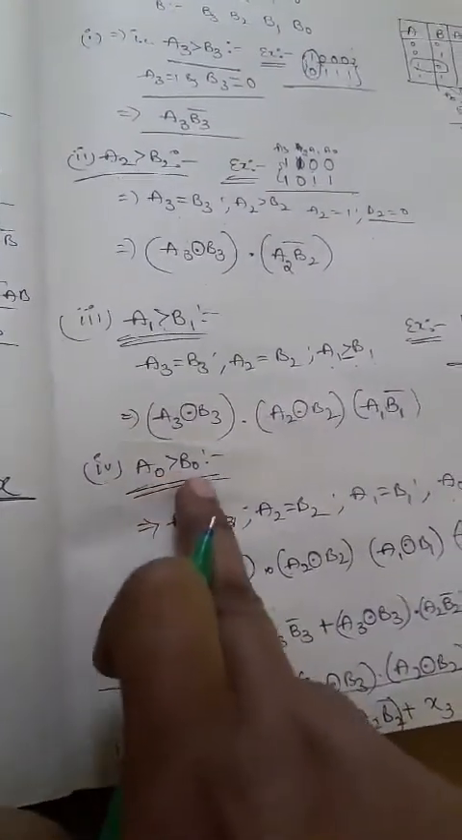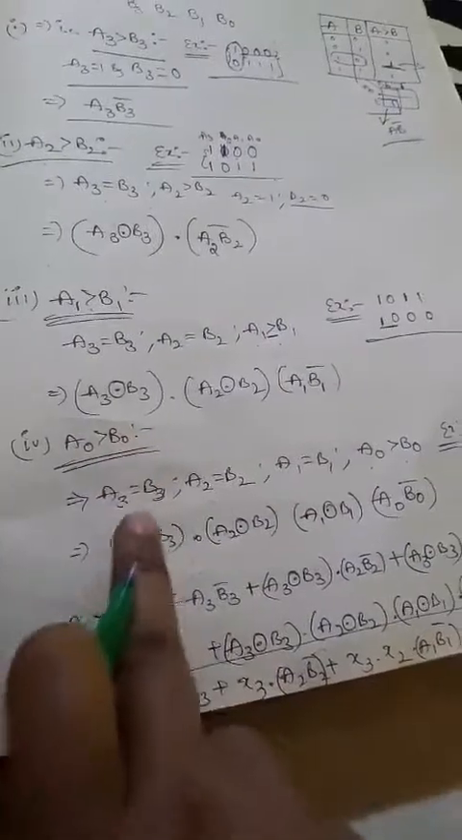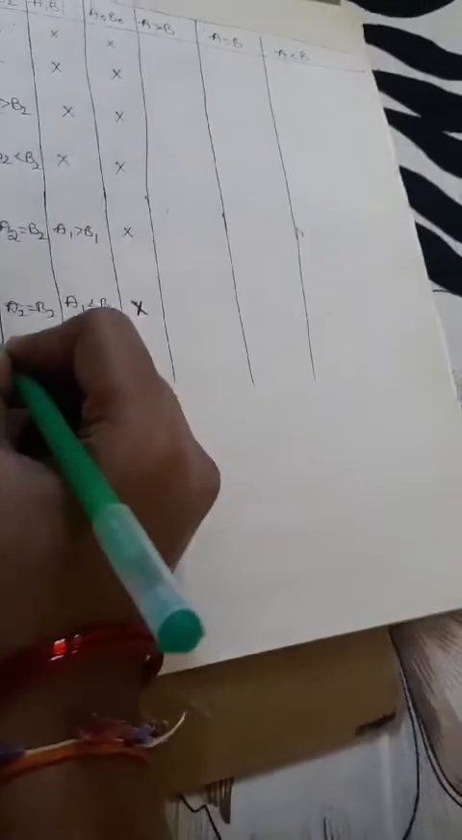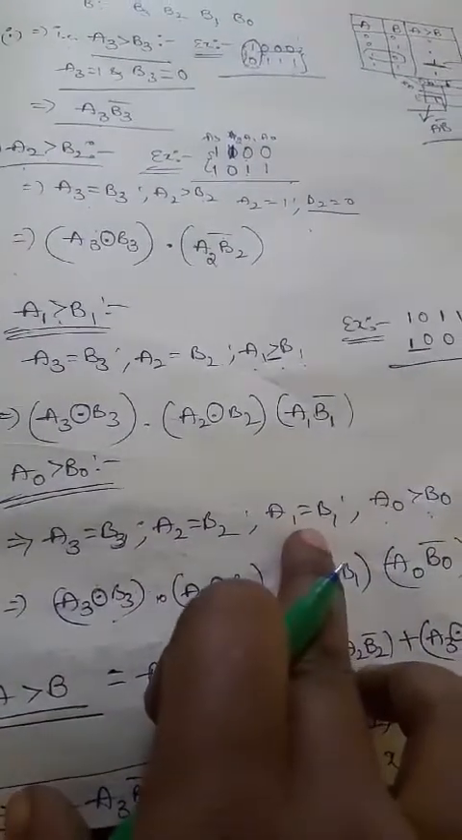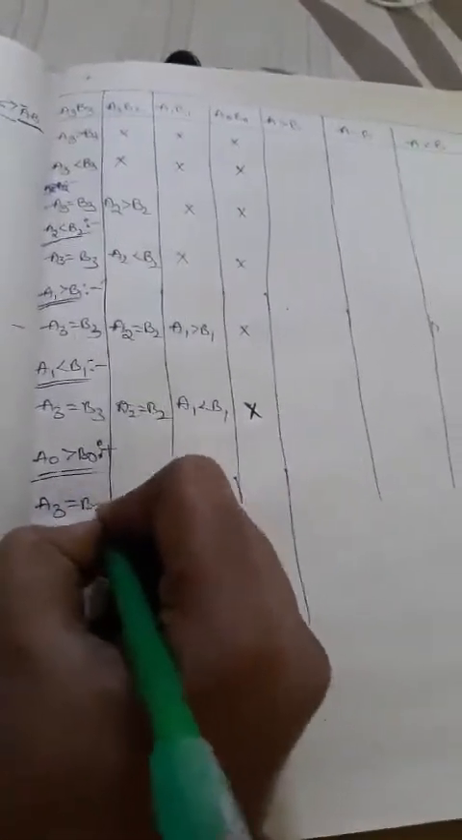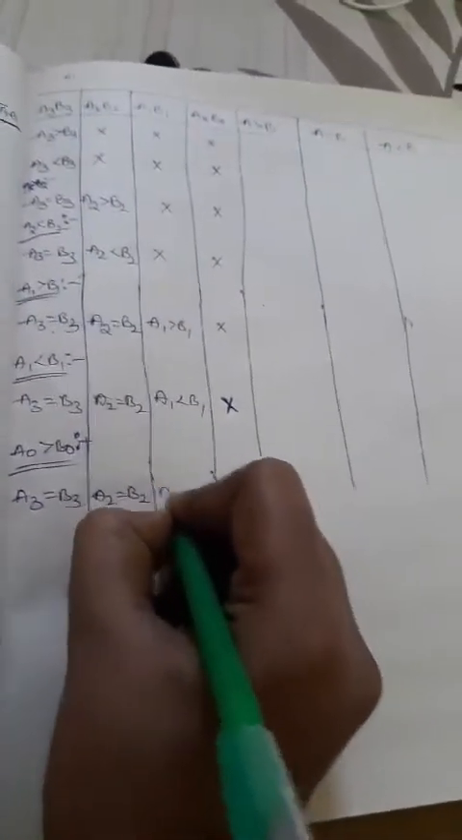Now coming to the last case for greater than. The fourth case is A0 greater than B0. We need to follow these conditions for this. A naught greater than B naught means which rule do we need to follow? The fourth bit will be equal, the second will be equal, the first will be equal, and the 0th position will be greater than. That means A3 is equal to B3, A2 is equal to B2, A1 is equal to B1, and A naught must be greater than B naught. We don't have any other bits here. So now greater than is completed.